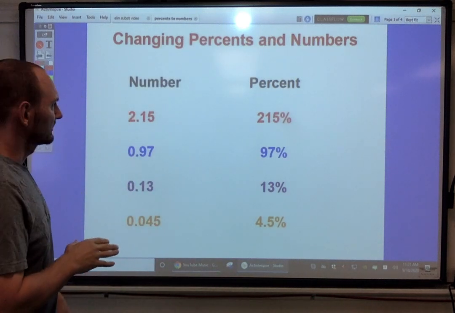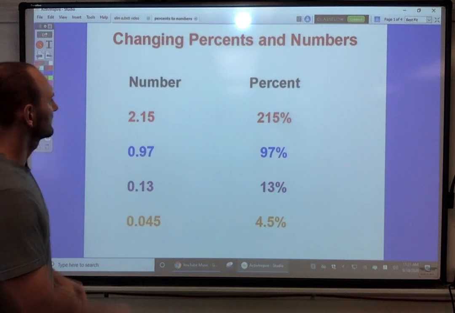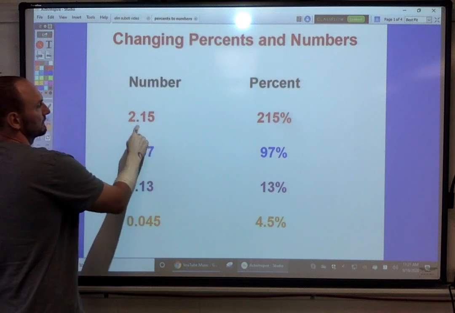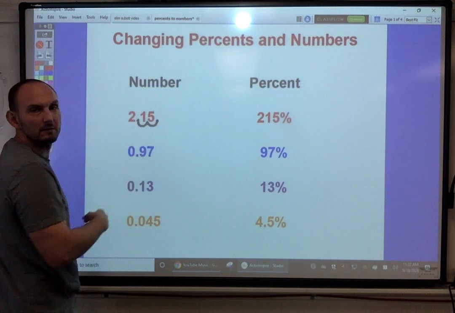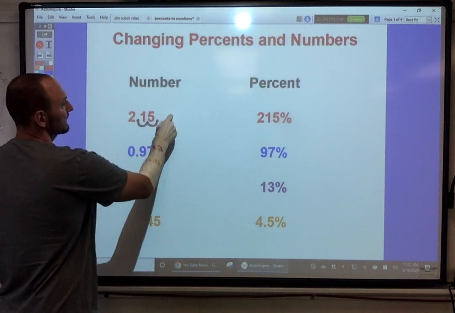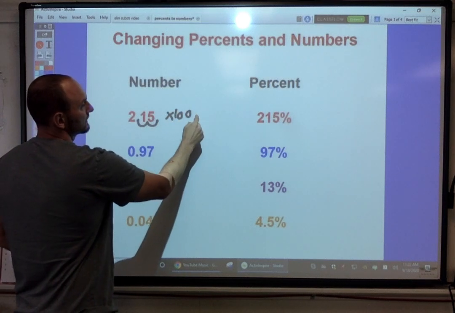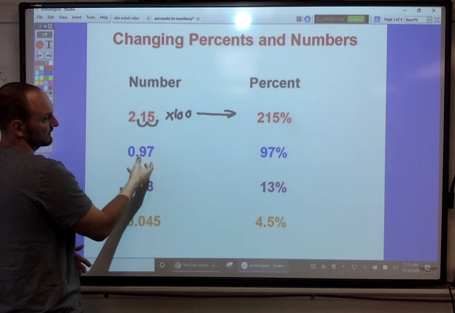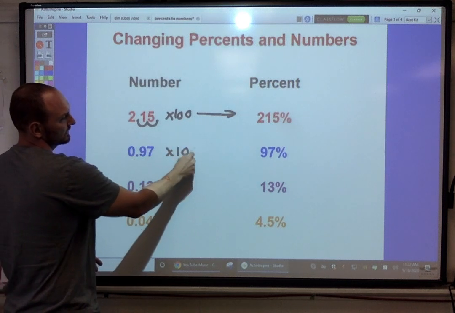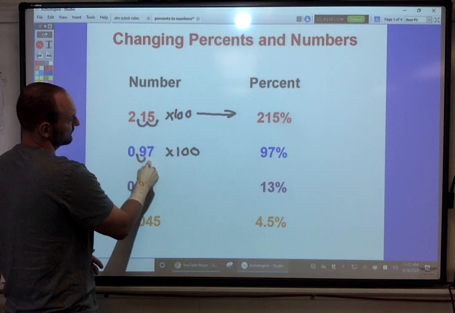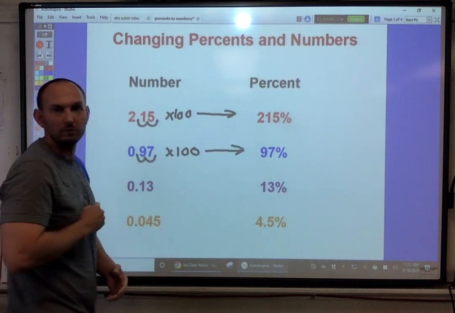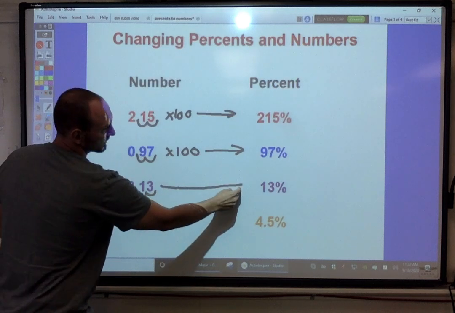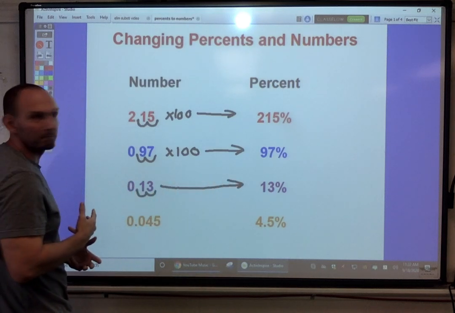So here I'm just going to show you a little bit to go from a number to a percent. I'm moving my decimal 2 places. So in essence, I'm multiplying it by 100. And then we get our percent. So 0.97 or 97/100 times 100 moves our decimal 2 places. We change it to a percent. Same thing here, times 100, we're getting that.